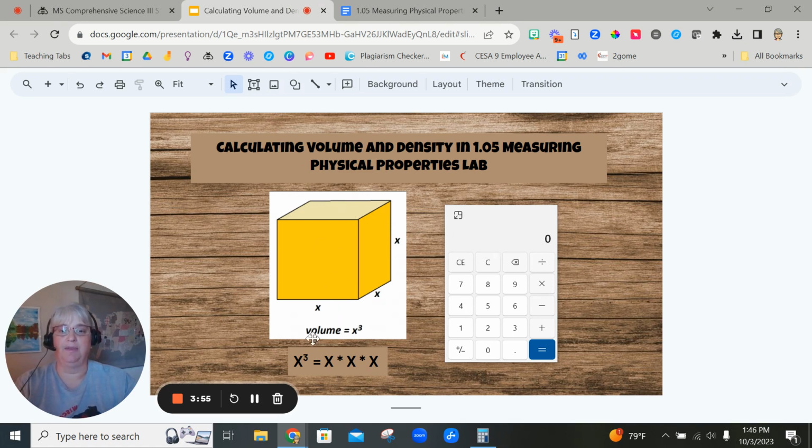So the formula becomes x times x times x, one of the sides times the second side times a third side. So let me give you that example before we work with the wood block. If I had a measurement here of 3 centimeters, I would in my calculator do 3 for the first x times 3. I don't hit enter yet, times 3. Then I hit equals and I get 27.